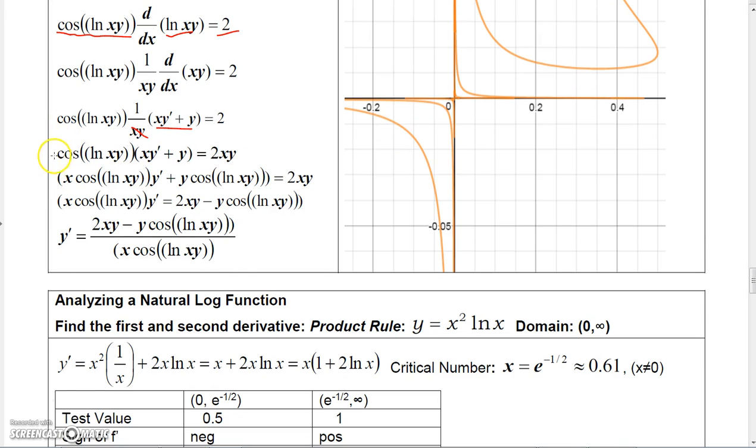Well, now I can distribute the cosine of natural log of xy through these two terms, and I get, let's see, if I multiply it by xy prime, I get x times the cosine of natural log of xy times y prime, and then plus y times the cosine of natural log of xy. And over here I just get 2xy. Now I can subtract this term from the left, and that way I only have the term with the y prime left on the left side, and then divide this factor right here into the right hand side to get your final answer.